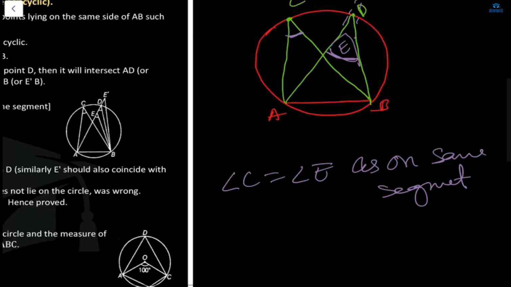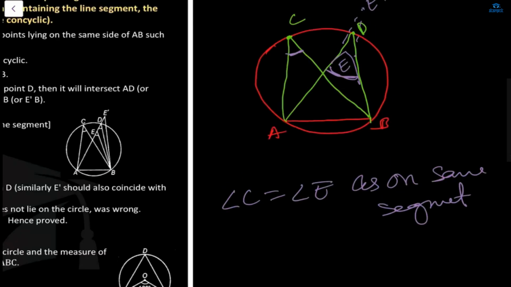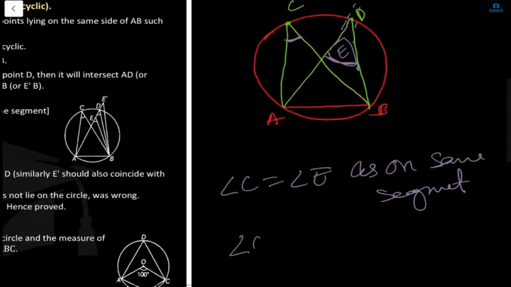Now, it is given that angle C is equal to angle D. I am not mentioning the whole; you have to write ACB is equal to ADB. This is what is given to you.